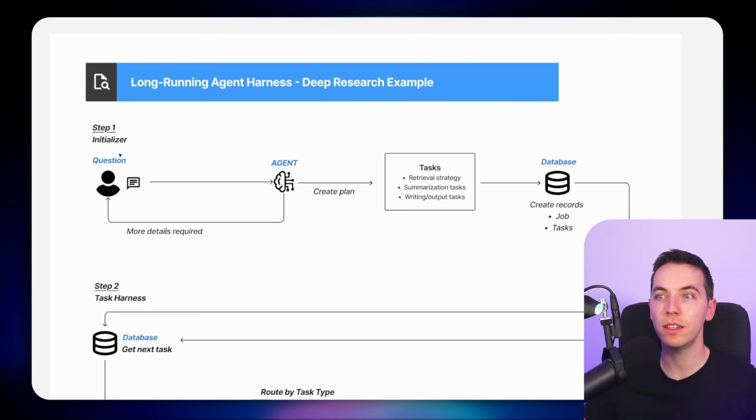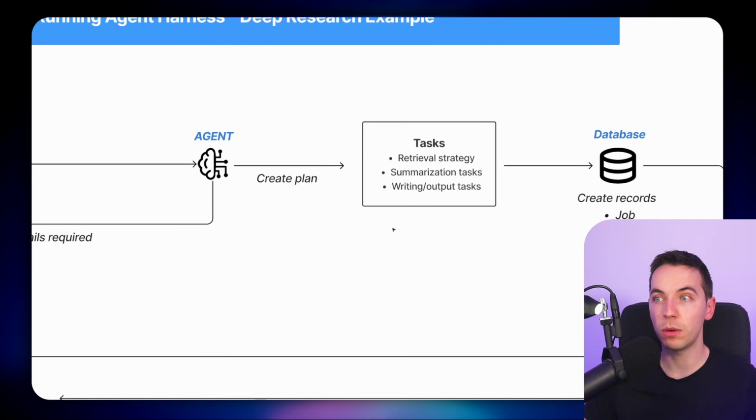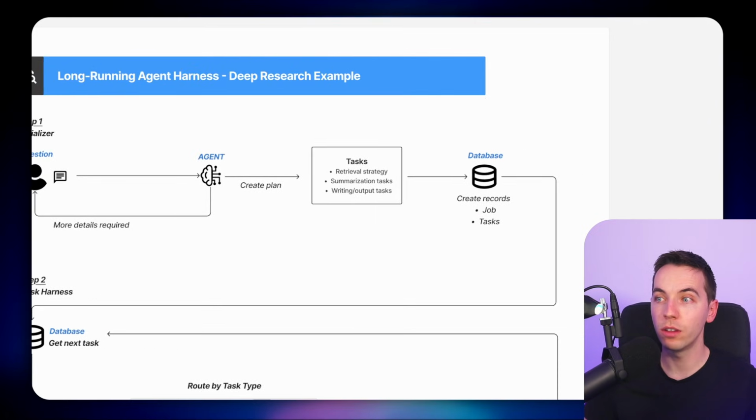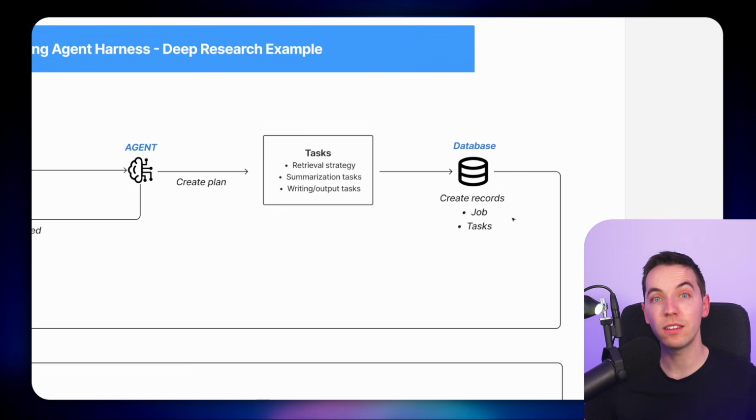So if I go back to this, you'll see that the agent has created the plan. Within that plan, it should have created a retrieval strategy, any summarization tasks that's required, and any writing or output tasks that are required at the end of the process. And then from there, it loads all of those into a database. That means that the agent can then pick off one task at a time.